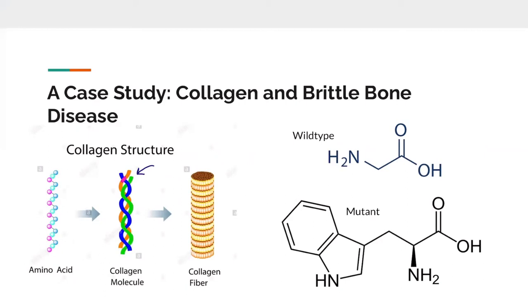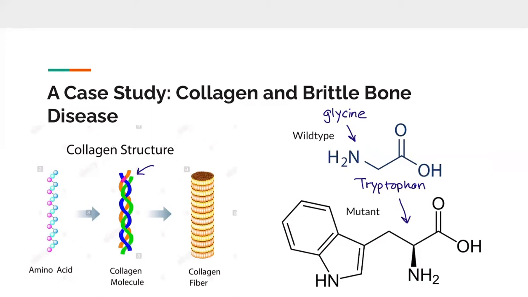These strands are able to intertwine partially because in the wild type or normal version of these molecules, one of the amino acids present is glycine. So this amino acid right here is glycine. However, brittle bone disease occurs when this amino acid is mutated to become tryptophan, which is this molecule right here. So this is tryptophan.